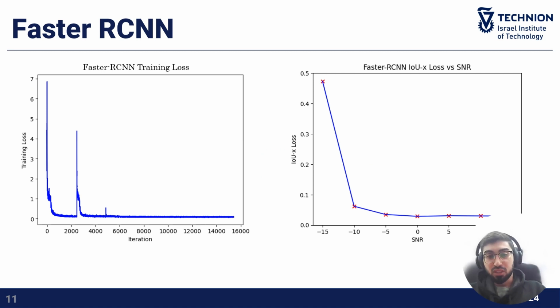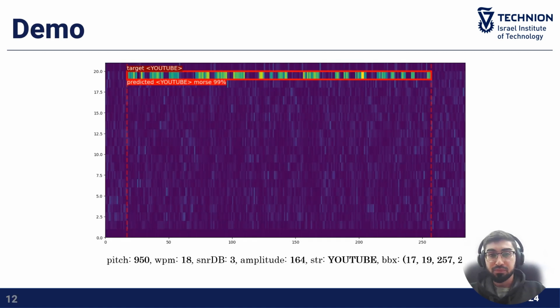For some results, after around 500 epochs, which is 1 million spectrograms, we got great results, less than 3% IOU x-axis loss for SNRs above minus 10 dB, which again is great. Now for a little demo.